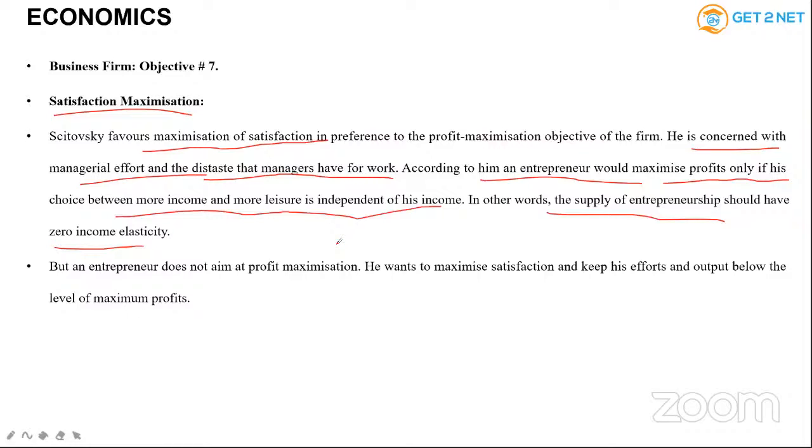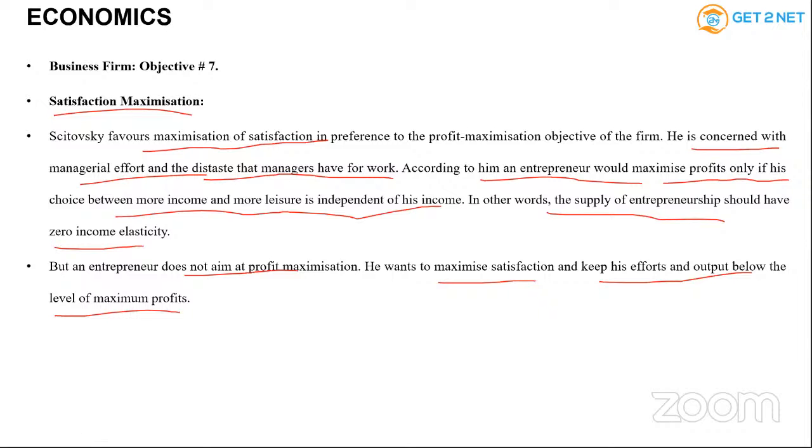We will learn about this, what is elasticity of demand. But an entrepreneur never focuses on profit. He always wants to maximize satisfaction and keep his efforts and outputs below the level of maximum profit. Always. So it is also an objective of business firms.